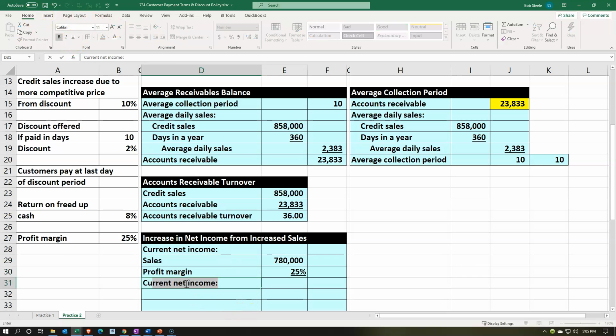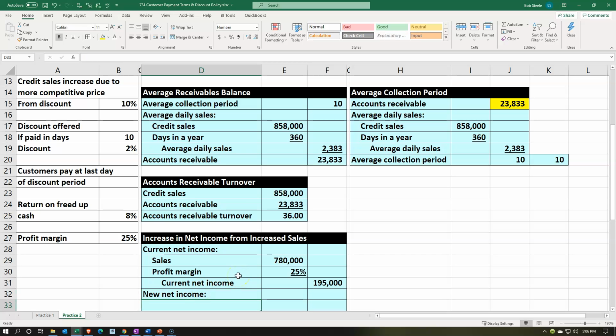That's going to give us our current net income, which is going to be equal to the 780 times the 25. Let's indent that. We're going to highlight these. Home tab, the alignment, increase the indenting. This one, Home tab, alignment, increase the indenting. I'm going to compare that then to the new net income, or the proposed net income after the second option or scenario.